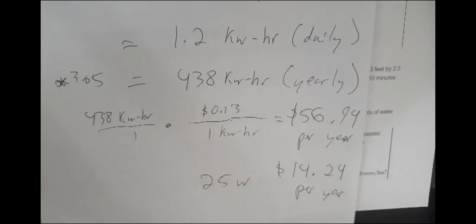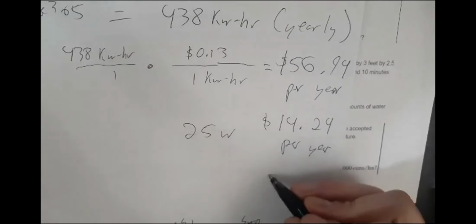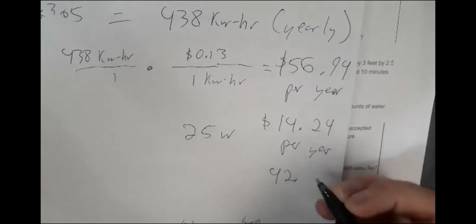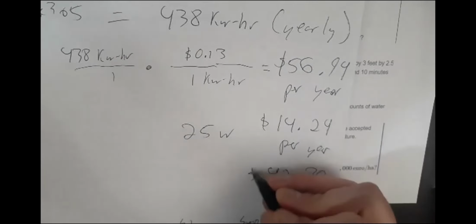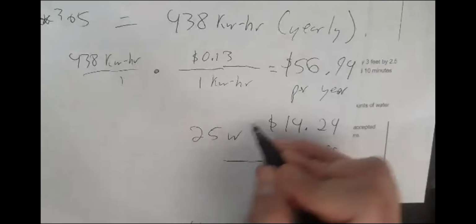There we go. And so they wanted to know what the savings was. We're almost there. If we wanted to know the savings, the last thing we do is what, 56.94, and we subtract the other one from it. So the savings per year should be 42.70 per year when I subtract these two.